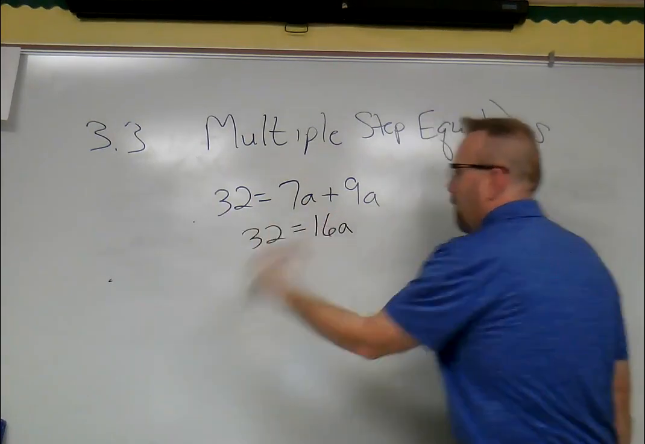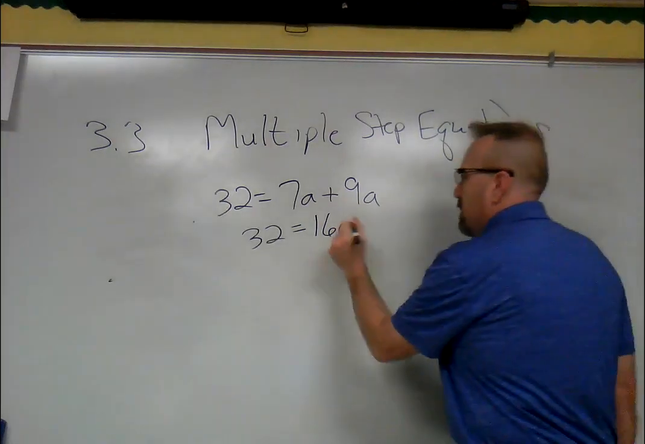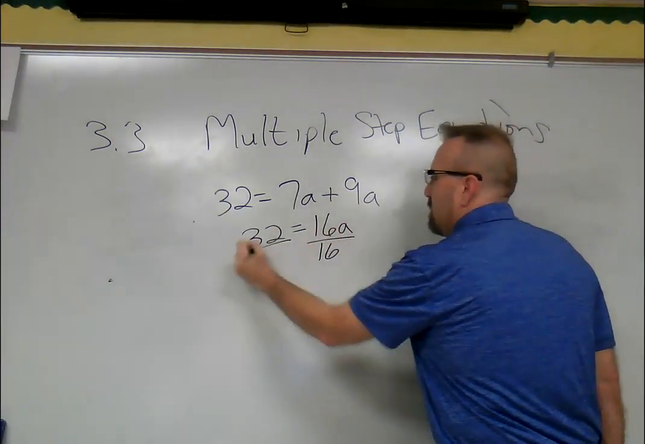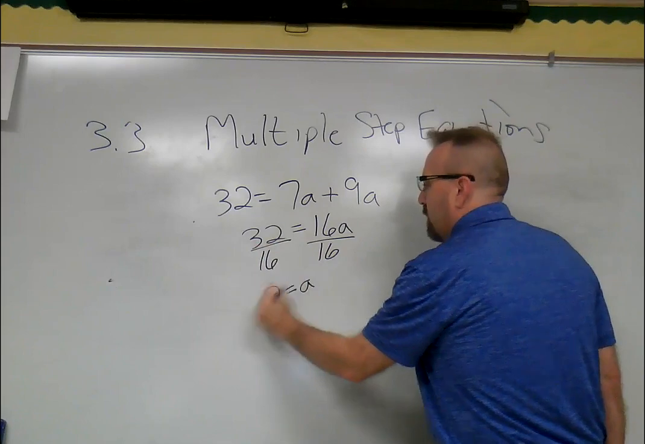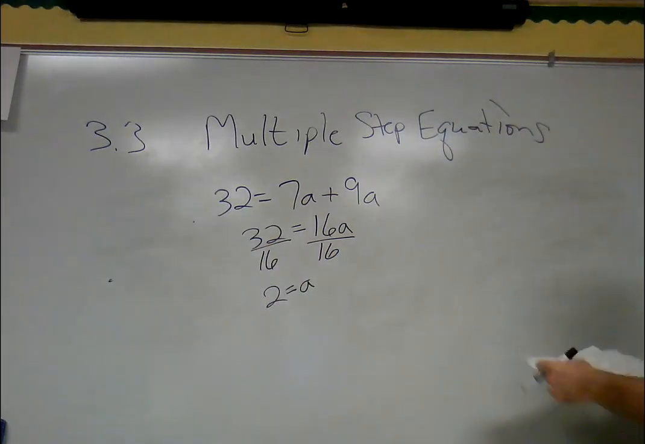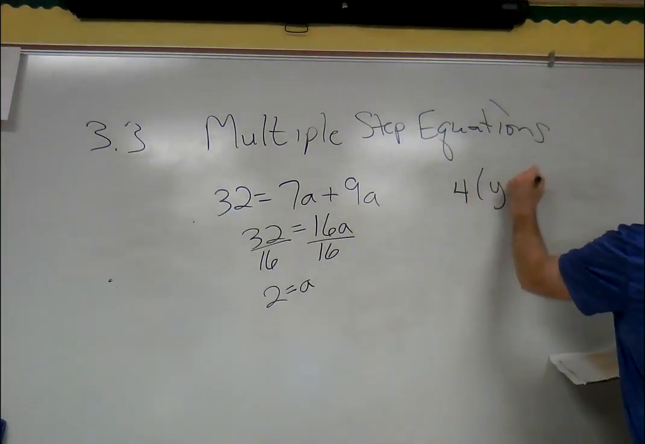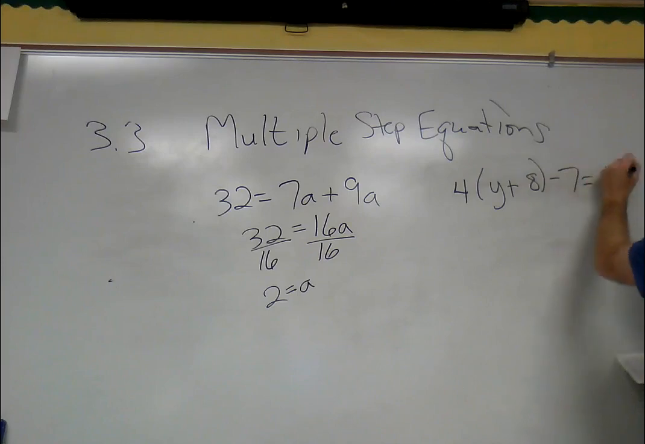Now we have a 1-step equation like we were doing earlier in the week. So since we're multiplying by 16, divide by 16, a would equal 2. So the key today is we're going to make them simpler problems so that we know how to go from there. So they get bigger, like this one.